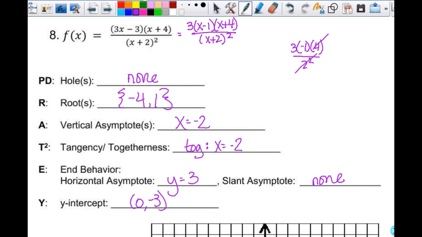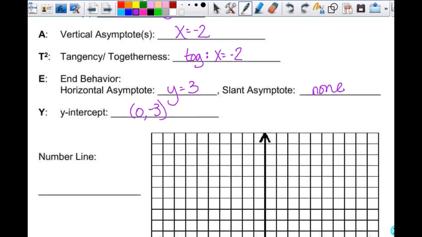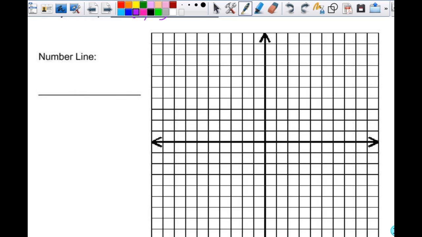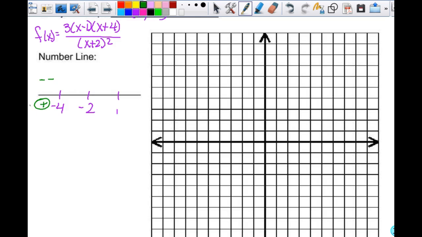We good? I'm going to come down here and look at my number line to look at my sign chart. So this is f of x equals 3 times x minus 1, x plus 4 over x plus 2 squared. We've got negative 4, negative 2, and 1. If I substitute in a negative 5, it's going to give me negative, negative. The denominator is always positive, so this is positive here. Are these going to alternate? No, not straight across.